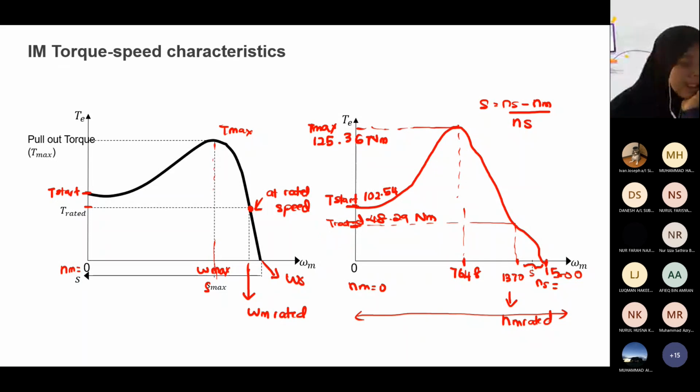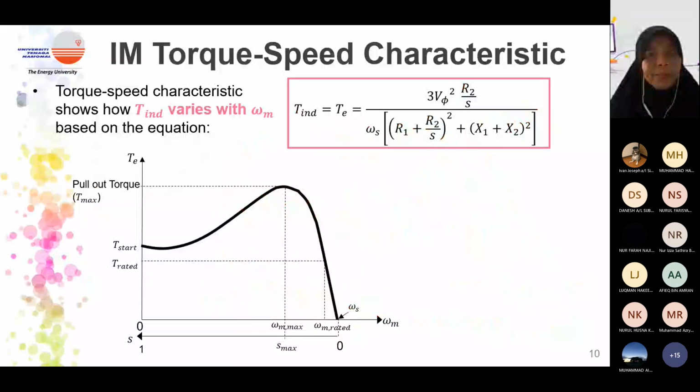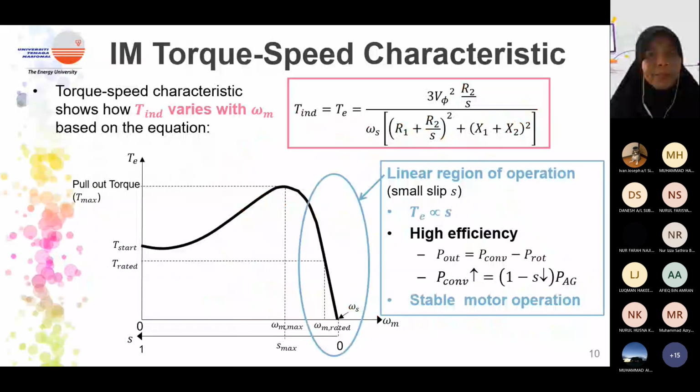Boleh faham ke up to here? Boleh? Okay, Alhamdulillah. So this is the end of torque speed characteristic for the induction motor. This is the explanation on the torque speed characteristic. So, kalau kita ada motor, nanti kita pun akan ada satu lagi characteristic for the load. Dia akan intersect with the torque characteristic. Later we will learn about this.